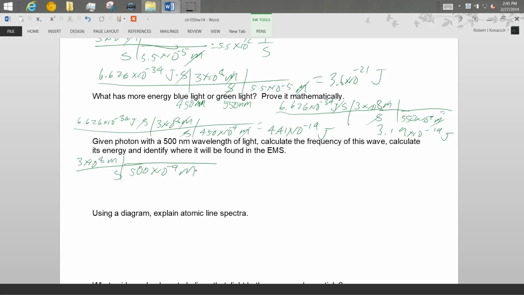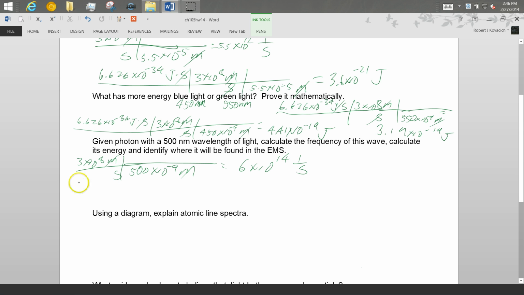What did I just substitute? Nano means 10 to the negative 9th. So I just got rid of the nano part of the nanometer by throwing in what nano actually means, which is 10 to the negative 9th. So then meter cancels out meter, and 3E8 divided by 500e negative 9, and I get 6 times 10 to the 14th, 1 over seconds. Okay, so there's my frequency.